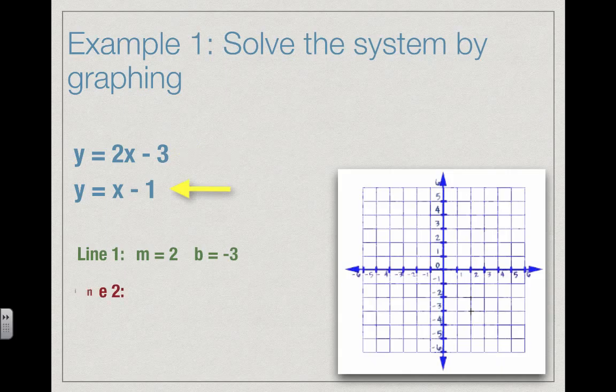For line 2, when we look at the slope, we know that the m value, or the slope, is 1. And then the b value would be negative 1. So when we go to graph this green line first, we start with a b value of negative 3. So I'm going to go ahead and plot that point right here.